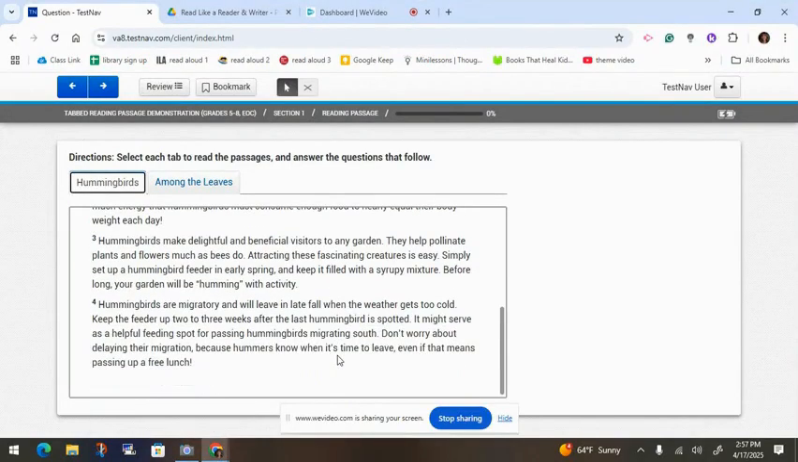Paragraph 3. Hummingbirds make delightful and beneficial visitors to any garden. They help pollinate plants and flowers much as bees do. Attracting these fascinating creatures is easy. Simply set up a hummingbird feeder in early spring and keep it filled with a syrupy mixture. Before long, your garden will be humming with activity. So when I read over this one again, I think it's really all about how we want to attract hummingbirds to our garden because they're helpful.